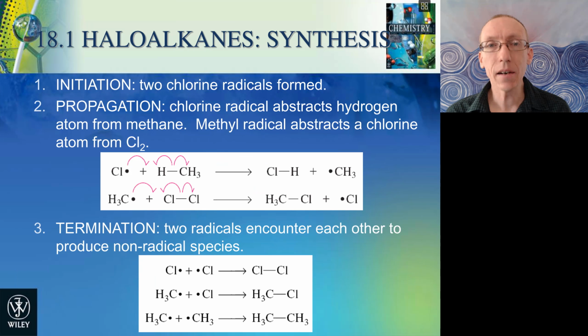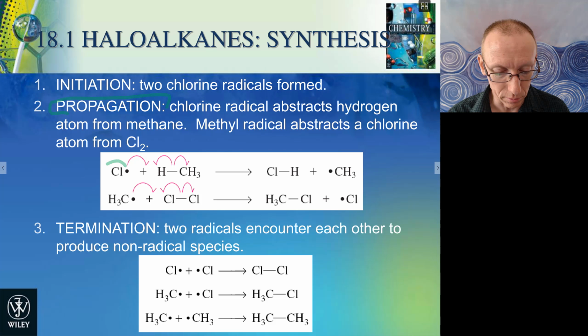So how does this radical chlorination occur, this radical halogenation? Firstly, we have an initiation step where we form two chlorine radicals through either the heat or the light. Okay, once the chlorine radicals are formed, then we have a propagation event.